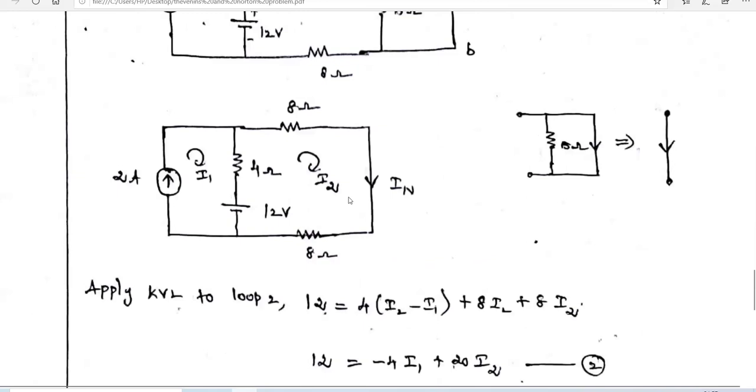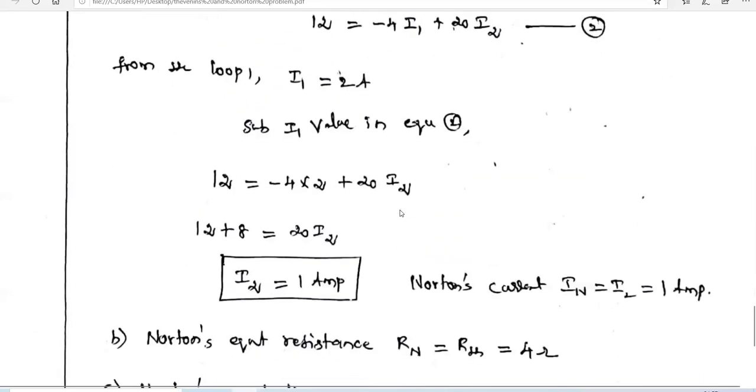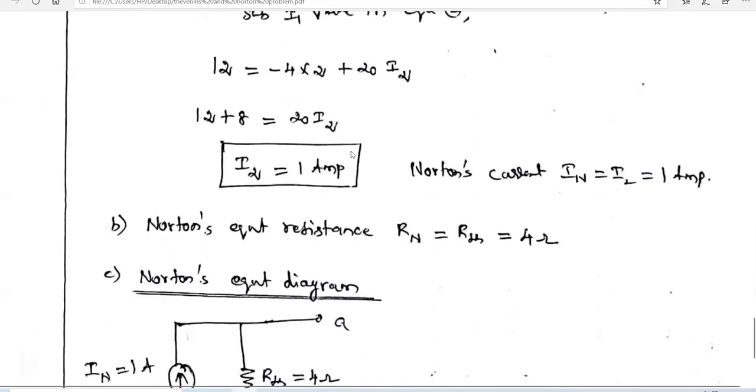Okay. So now our aim is to find out the current flowing in this branch. What is the current flowing in this branch? It is nothing but I2. So here, the Norton's current and this second loop current I2 are both the same. Okay, so the Norton's current and I2 are the same. From this, we calculated the Norton current. So the Norton current is 1 amp.